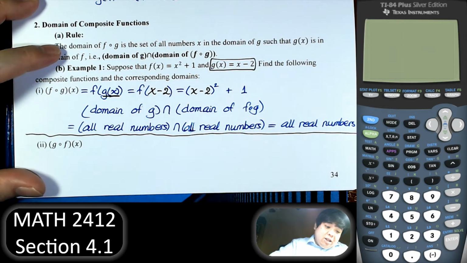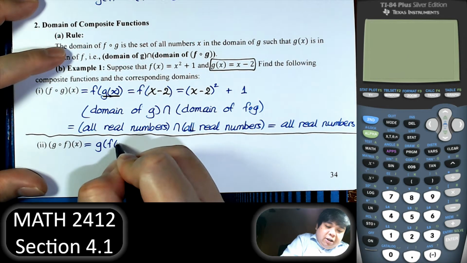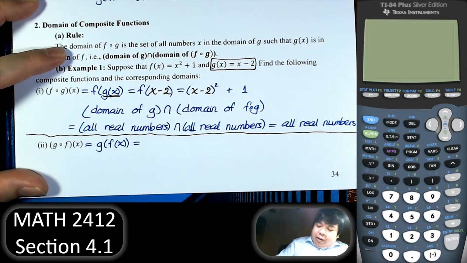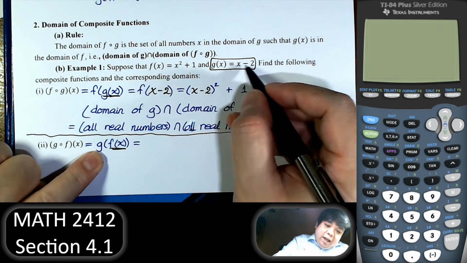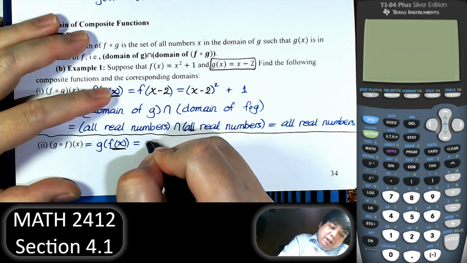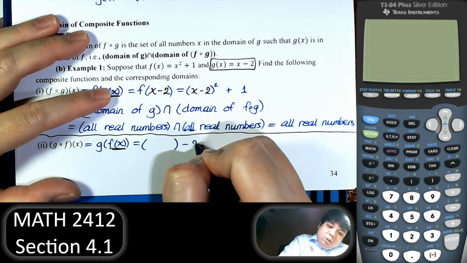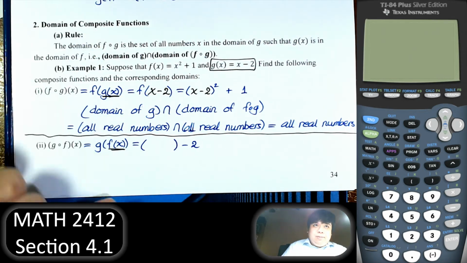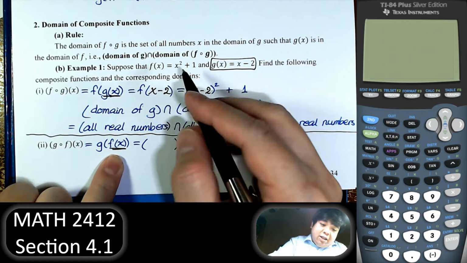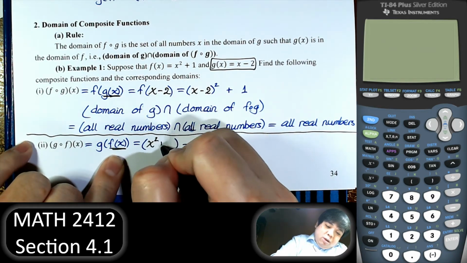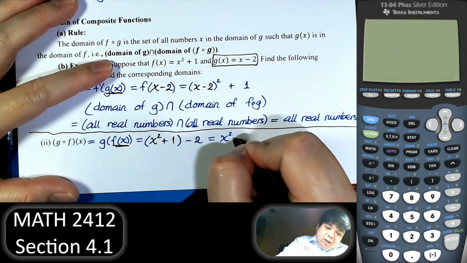The next one will be the same, but g of f of x. Now, the function g is x minus 2. So I have something minus 2. That is the function g. Doesn't matter what's inside. That's what we have. Now, f of x is x squared plus 1, so we have just x squared plus 1 here. This one we can simplify easily. It would be x squared minus 1.